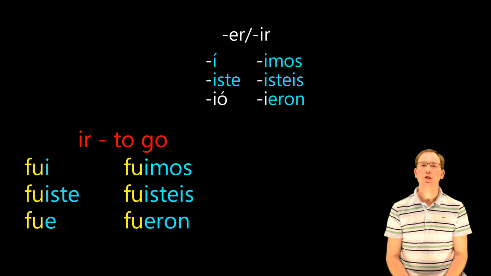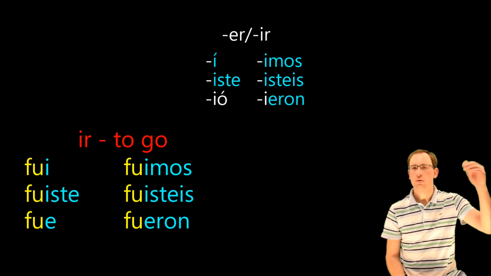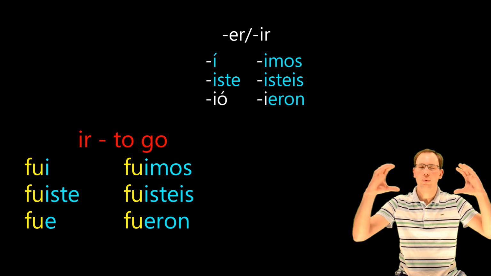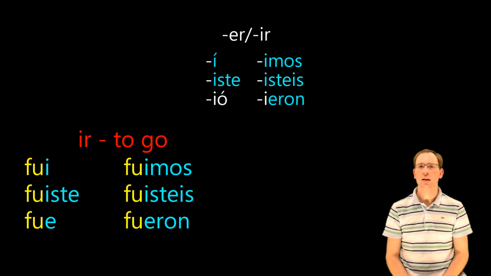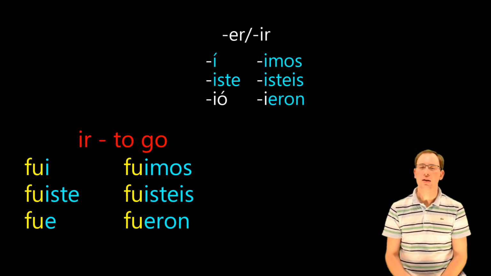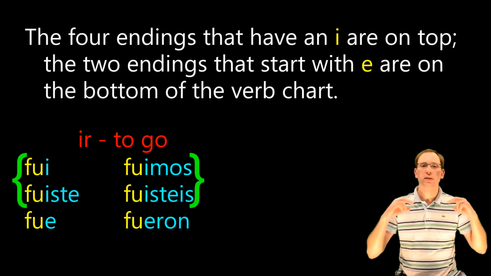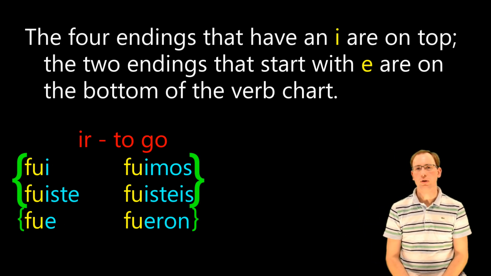Now, one of the things that can be challenging with the verb ir in the preterite tense is when you have a form that has the I and when you have a form that has the E in the ending. But if you look at the verb chart, the yo form is fui, tú form fuiste, nosotros fuimos, vosotros fuisteis. The top four forms all have an I as the first letter in the ending. And the bottom two forms, fue and fueron, start with an E in the ending. So remember, the four endings that have the I are on top, and the two endings that start with E are on the bottom of the verb chart.